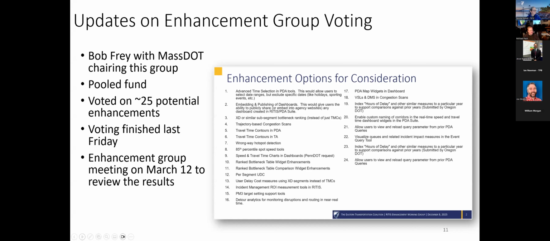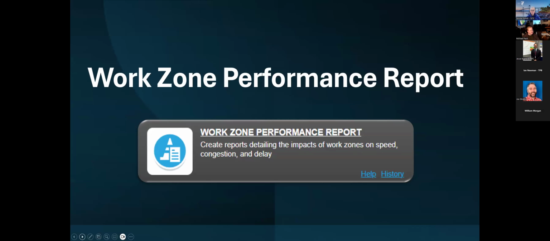Next slide. With that, I'm going to hand it over to Joe Strube here in the Cat Lab, who's going to talk about the big project that we worked on last year with the RITIS Enhancement Group that is now deployed and available. It's the Work Zone Performance Report. Have at it, Joe. Thanks so much, Michael. Yes, the Work Zone Performance Report, where you're going to be able to perform simple, repeatable Work Zone Performance reports and get those as PDF outputs.